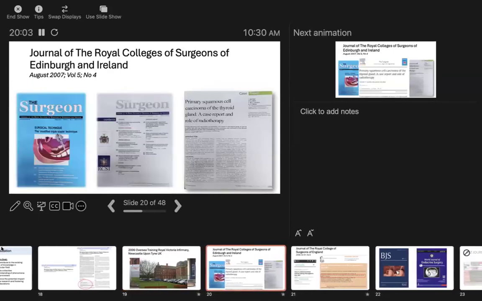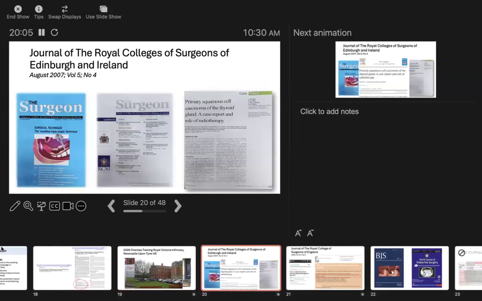During that time, take this opportunity. If you go abroad for training, don't just go and observe. You should do something. You have to write papers. For example, this is The Surgeon, a journal produced by the Royal College of Surgeons of Edinburgh.